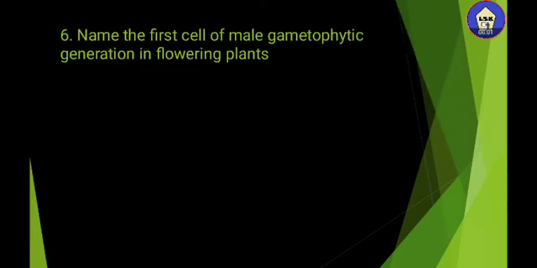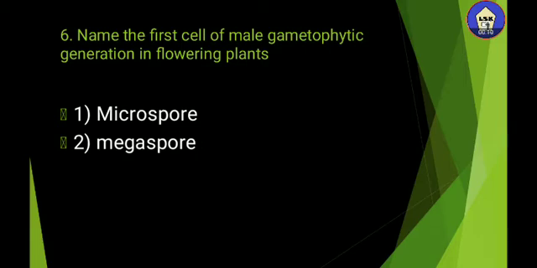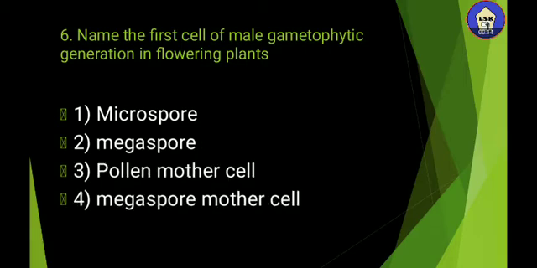Now the question number 6. Name the first cell of male gametophytic generation in flowering plants. Option 1, microspore. Option 2, megaspore. Option 3, pollen mother cell. And option 4, megaspore mother cell. The question is, first cell of male gametophytic generation. Male gametophyte is nothing but pollen grain. So the answer should be which one? Microspore or pollen mother cell.